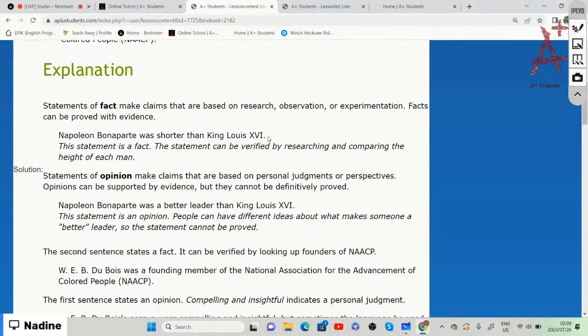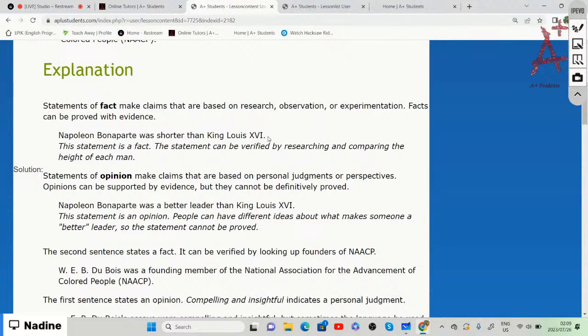This statement is a fact, right? The statement can be verified by researching and comparing the height of each man. So Napoleon Bonaparte was shorter than King Louis the 16th, right? And this is a fact.